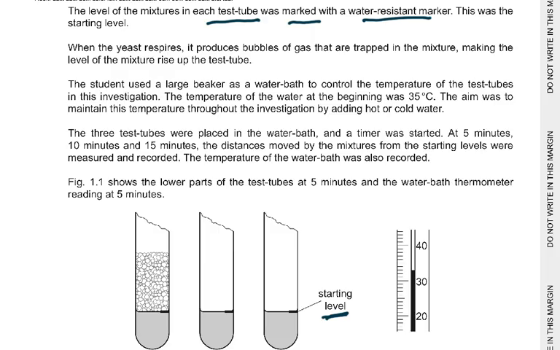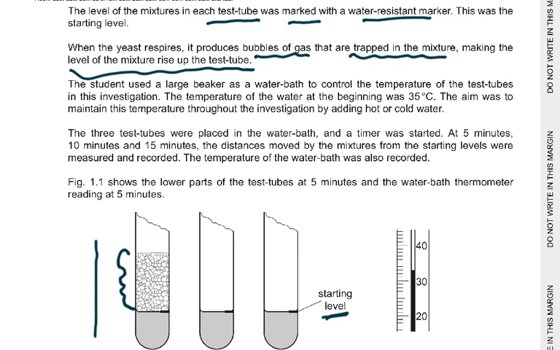When the yeast respires, it produces bubbles of gas that are trapped in the mixture, making the level of the mixture rise up the test tube. So you see this froth, this foam sort of a thing being formed at the top of it. And the student used a large beaker as a water bath to control the temperature of the test tube. So these were placed in sort of large test tubes which were used as a water bath.